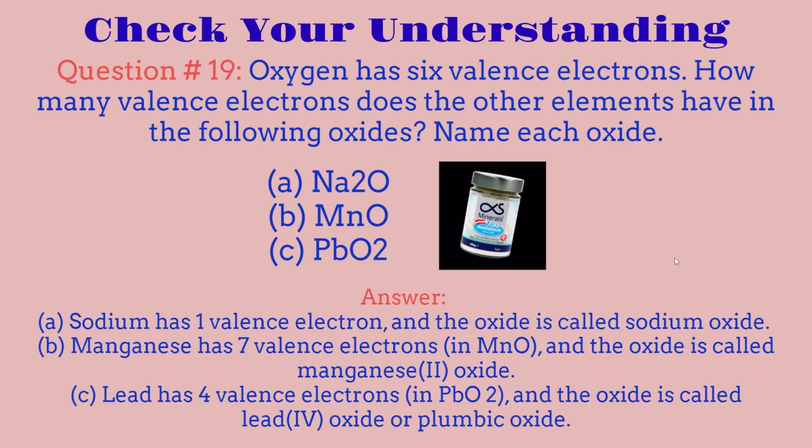For the answer, sodium has 1 valence electron, and the oxide is called sodium oxide. For the second one, manganese has 7 valence electrons in MnO, and the oxide is called manganese(II) oxide. That means manganese can form multiple different cations. For the last one, lead has 4 valence electrons in PbO2, and the oxide is called lead(IV) oxide, or plumbic oxide. So in this case, manganese and lead both have multiple different cations. That's why we're using Roman numerals, so that we can name them differently.